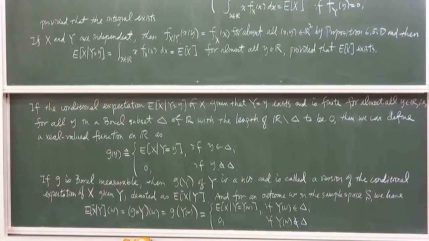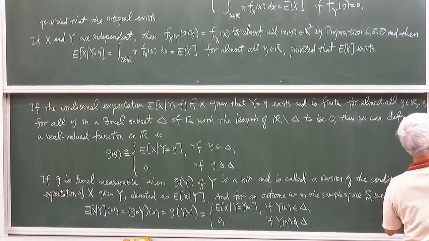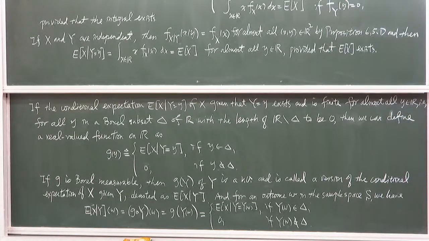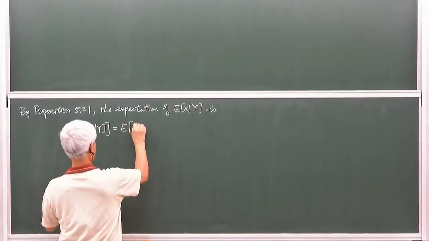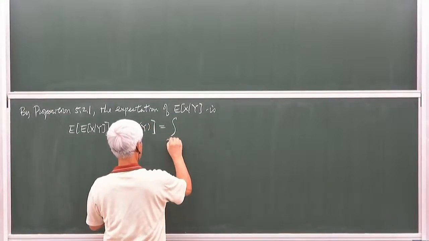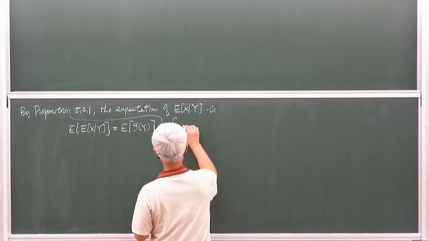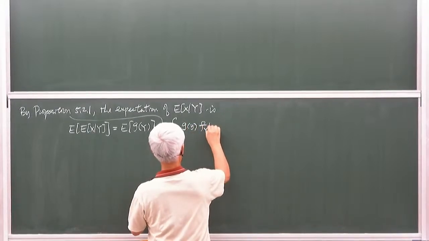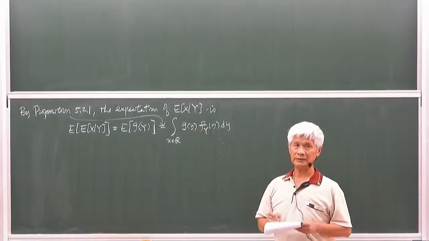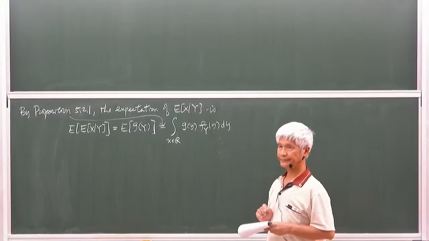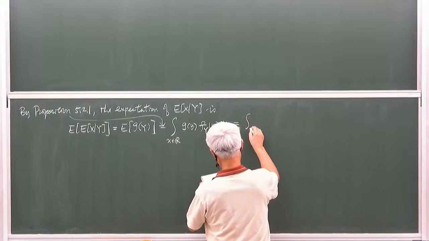Now, by proposition 5.2.1, the expectation of this random variable is the expectation of g of Y. Proposition 5.2.1 gives us the formula: g of y times f, because random variable Y is absolutely continuous with this probability density function.